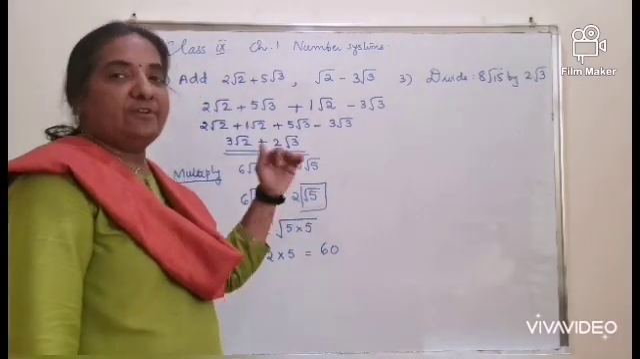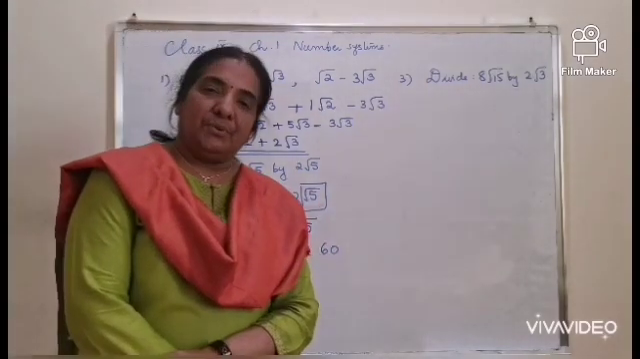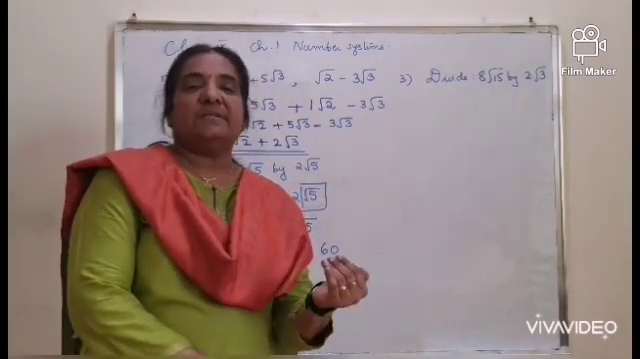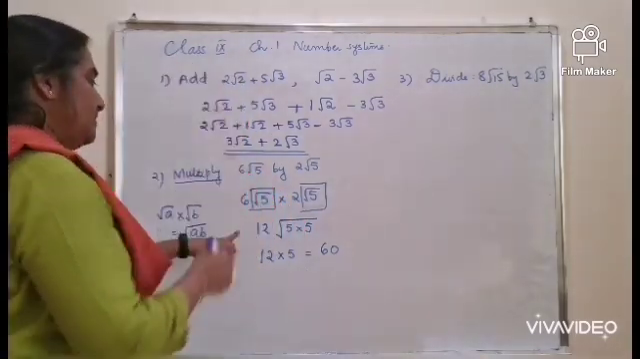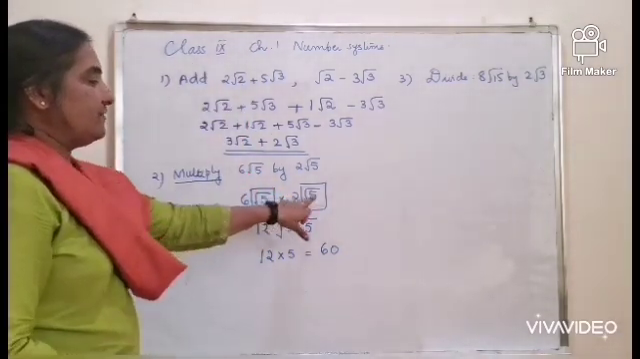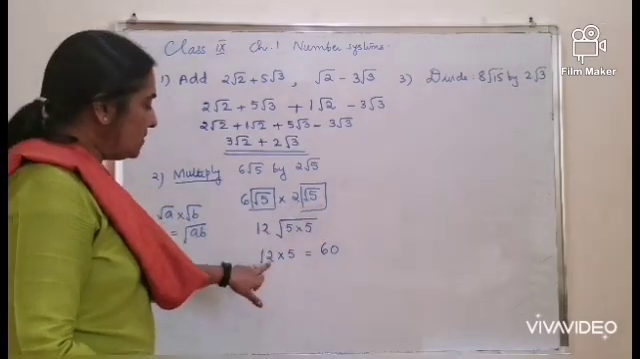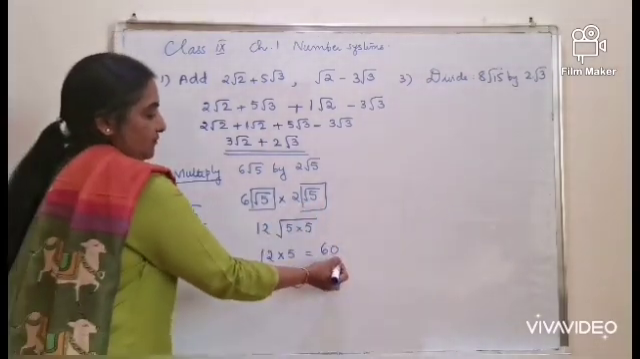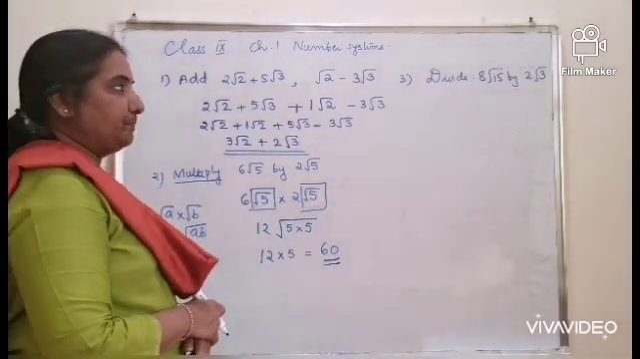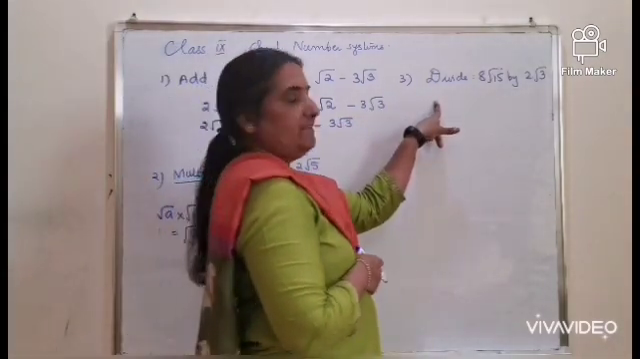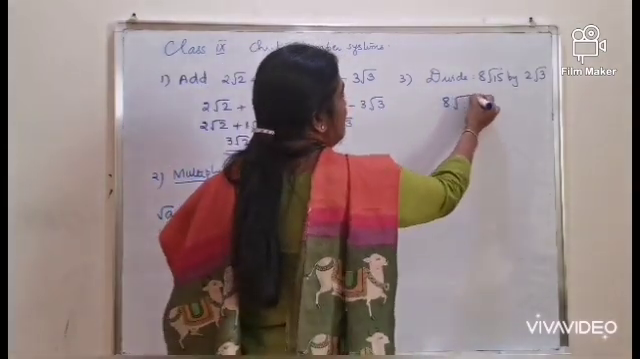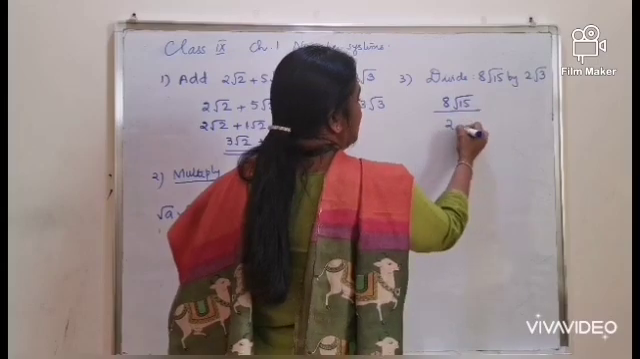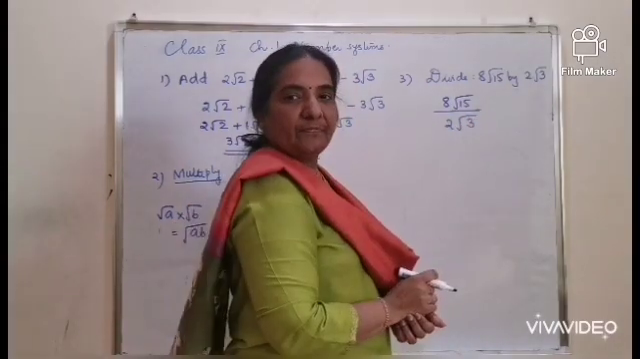Or if they are of different numbers, square root 2 into square root 3 is square root 6. In this case, you can remember it as root 5 into root 5 is 5, so the answer is 12 into 5, 60. Moving on to the division, 8 square root 15 by 2 square root 3.